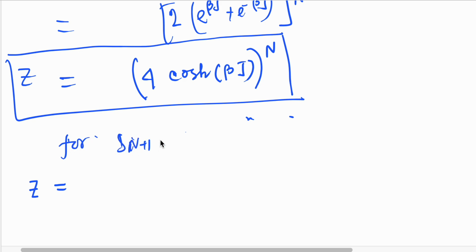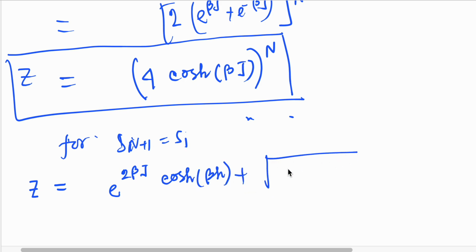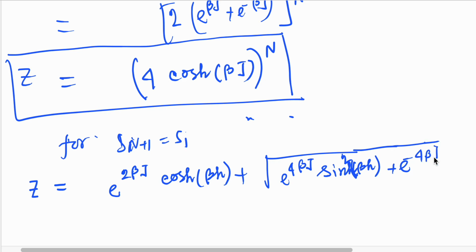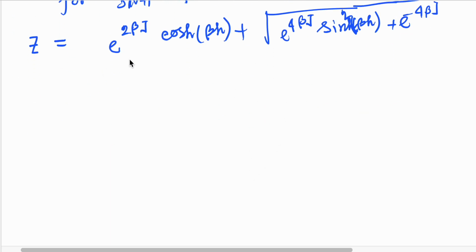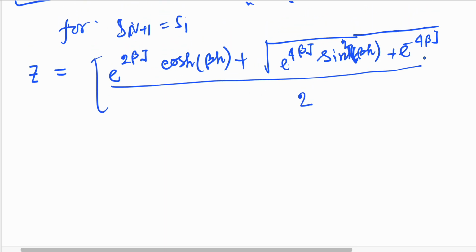S_{n+1} equal to S_1, the Z for non-zero magnetic field is e to the power beta j cosh beta h plus root over of e to the power 4 beta j sinh beta h its square plus e to the power minus 4 beta j. Now for h equal to 0, by 2, there is a by 2 and to the power n also there.